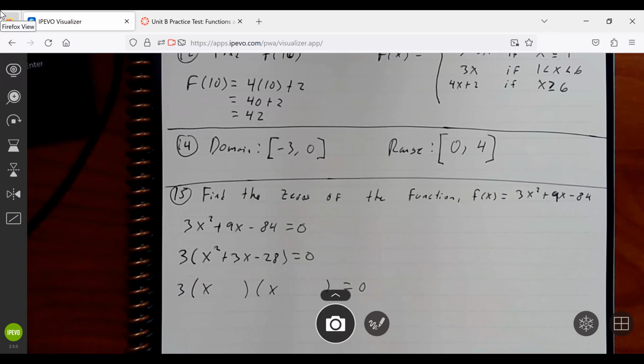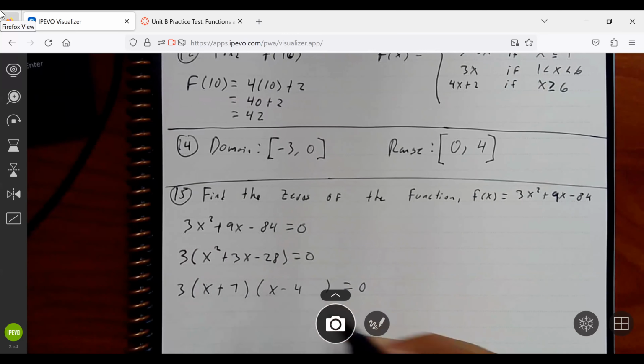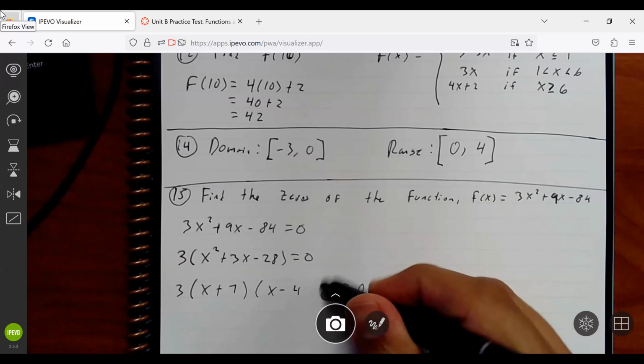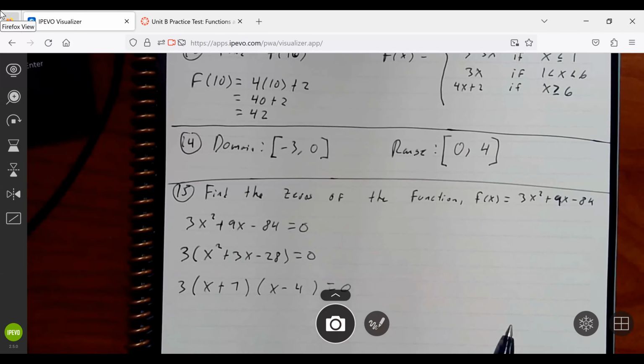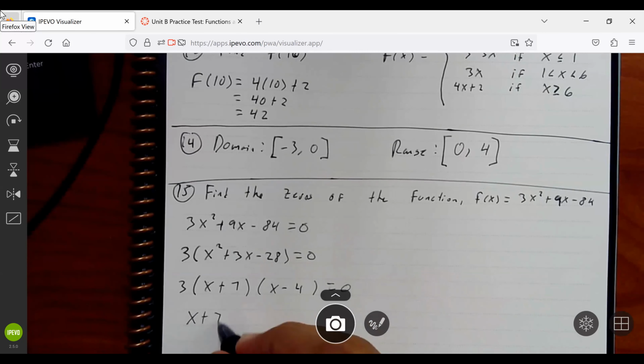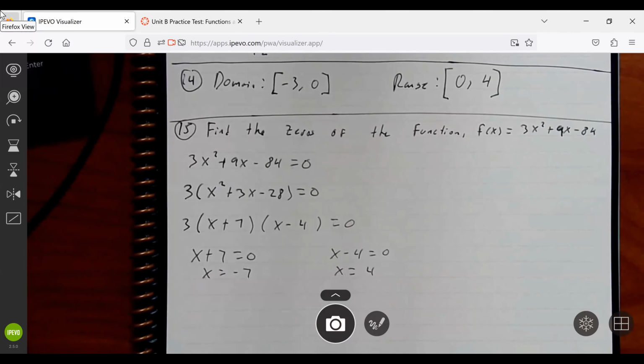Yeah, looks like it. What are the numbers? It's 4 and 7, right? Yeah, 4 and 7. 7 and -4. Yes, that's right. Okay, so now we use the zero factor property that says set each factor to 0. So x is -7, x is 4. So we got our 2 zeros. Nothing crazy.